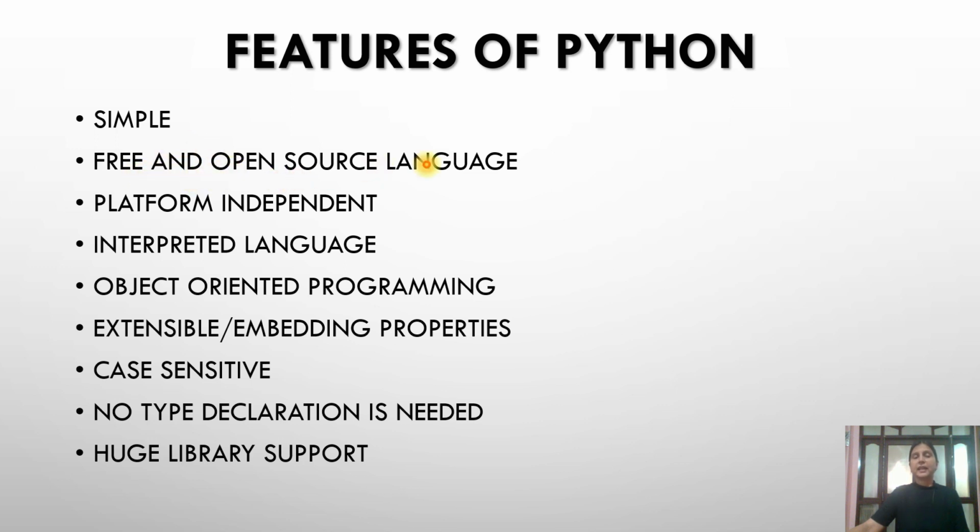Second is free and open source language. This software is freely available. Anybody can install and use it. And the open source means its original code is available for everybody. Means we can download the source code of Python and we can make changes in that.